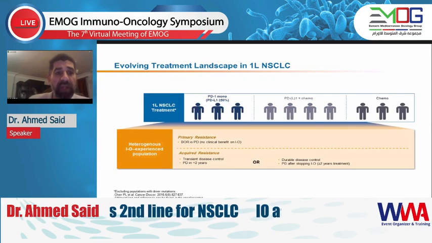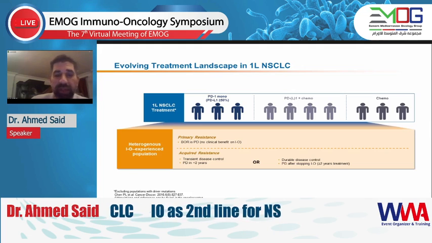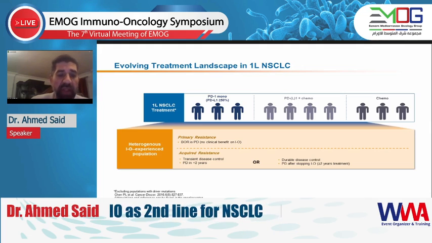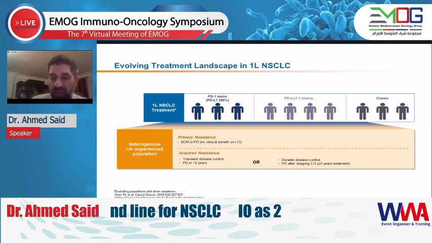So, the evolving treatment landscape: in the first line, we now have immunotherapy, and the second-line setting will have some IO-experienced population, with progression after disease control or primary resistance with no response.